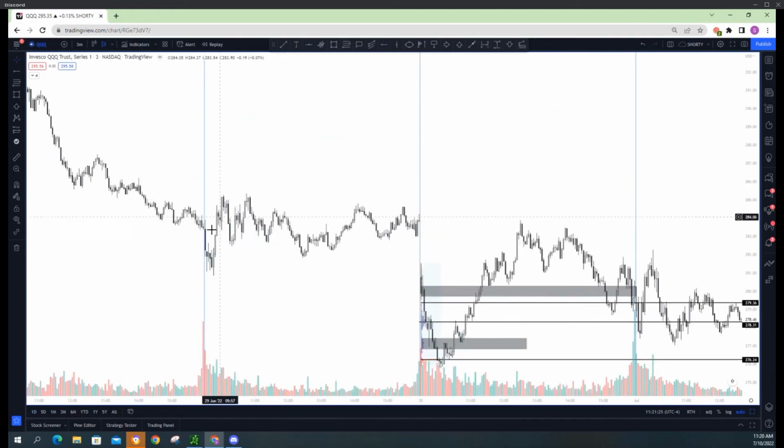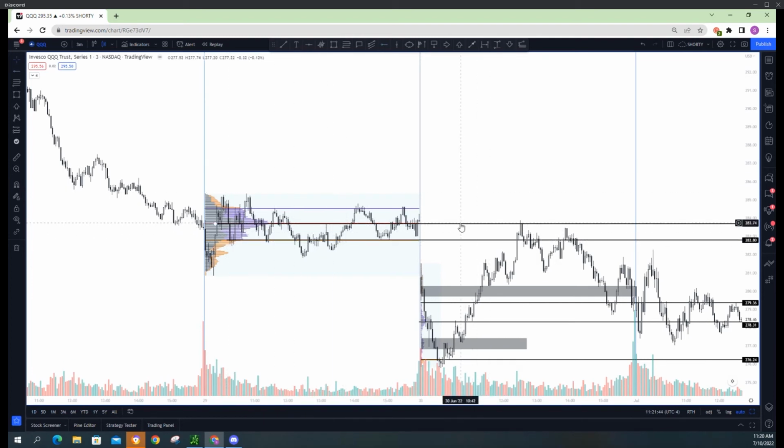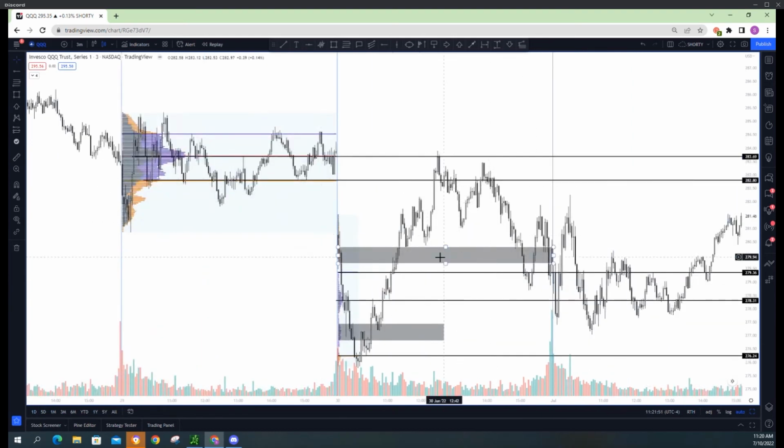For me, I would have definitely looked at this whole session of the volume, from here to here, so I know where I can expect a rejection or what's going on from the day before. So this was my POC. This is my value area high. So at the POC of the previous day, especially if you're hitting from the bottom, it's probably a good level to short. And that would have been the case in this.